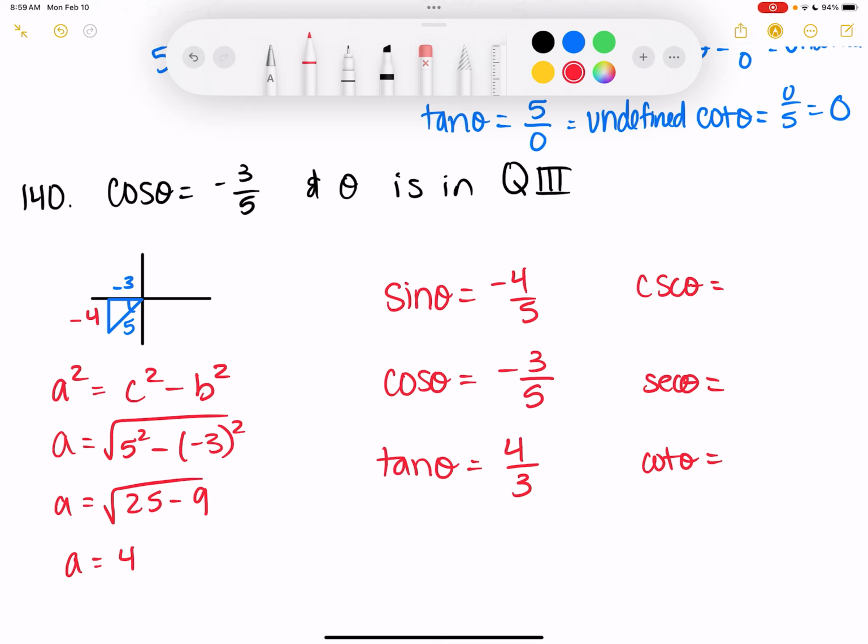Cosecant is hypotenuse over opposite, or I just take sine and flip it, so 5 over negative 4. Secant, I flip this one, so negative 5 over 3. And since they gave me cosine to start with, I can be guaranteed to get secant right because I just flip it. And then cotangent, flip tangent, is 3 over 4. And that's all we have to do for that. Not too bad, right?